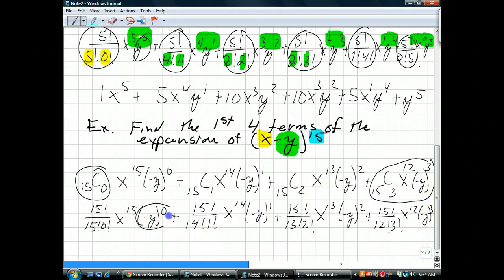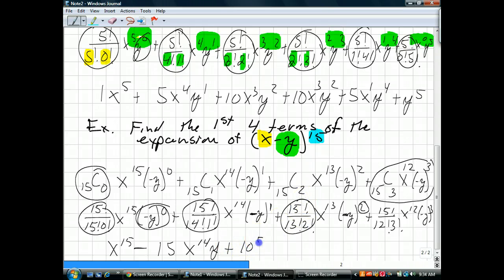Now simplifying, this just equals 1, this just equals 1, so that's x to the 15. But this is a negative to the 1, so it's going to be a minus. This simplifies down to 15, x to the 14, y to the 1. Then y is negative, but this is an even power, so it's going to be plus. And this simplifies down to 105, x to the 13, y squared. And then my next one is going to be minus, and then it's going to be 455, x to the 12th, y to the 3rd.